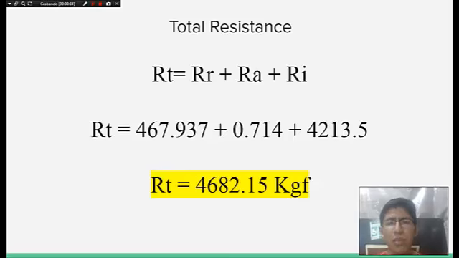Continuing with the video, I talk about calculating total resistance. To calculate total resistance, we add rolling resistance plus aerodynamic resistance plus inertial resistance. The total resistance for my case is 4682.15 kilogram force.